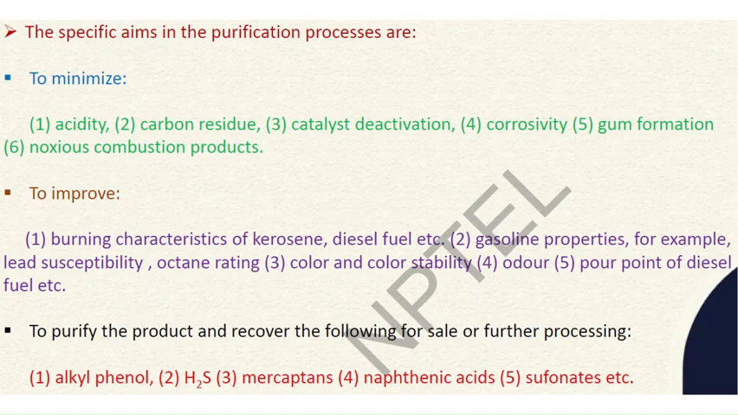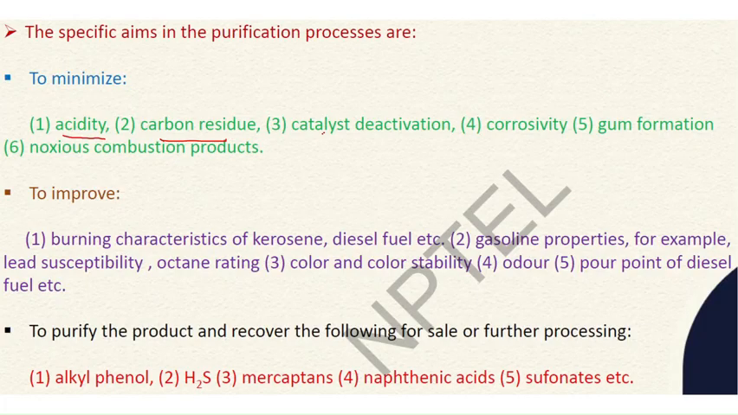Meaning the feedstock as well as the products that are produced should have less acidity, so that it may not lead to the corrosion of the reactor. Then carbon residue should be reduced. If the products produce a very large amount of carbon residue, so what will happen? If, for example, a motor fuel, a fuel oil or a diesel oil is producing a large amount of carbon residue, what will happen? It will choke the engine.